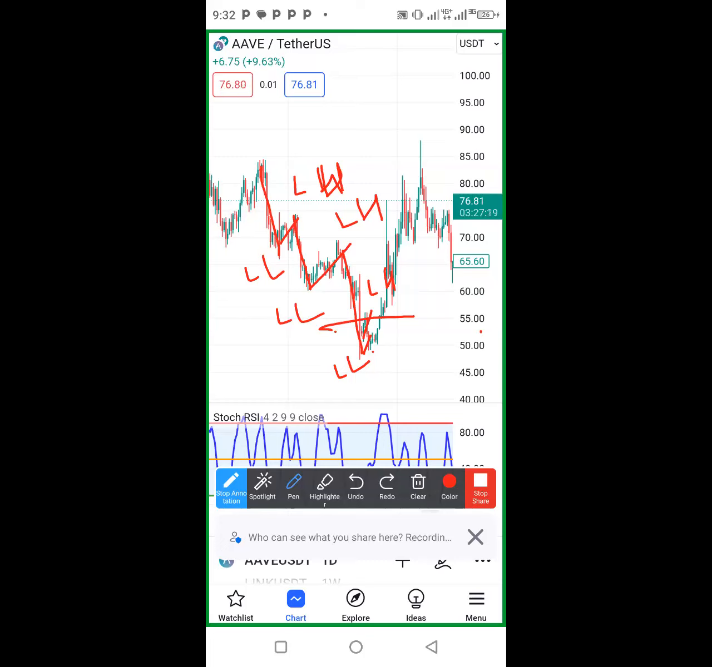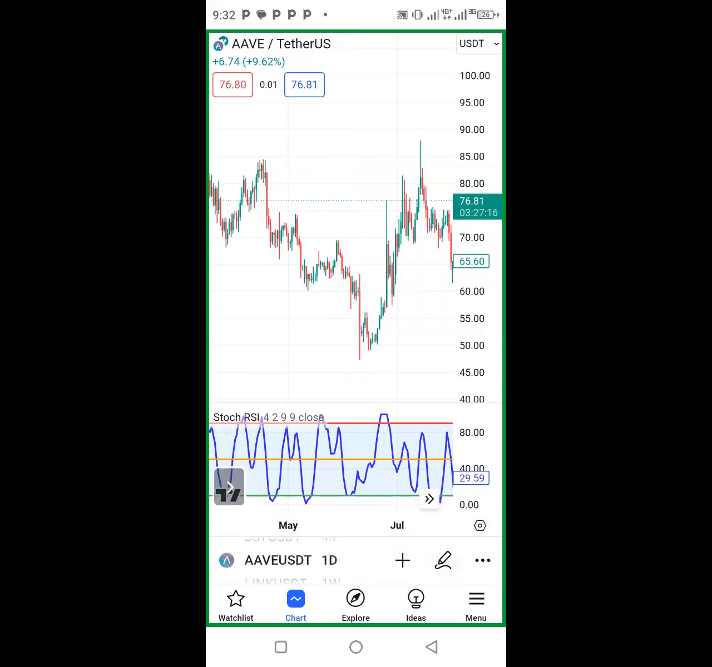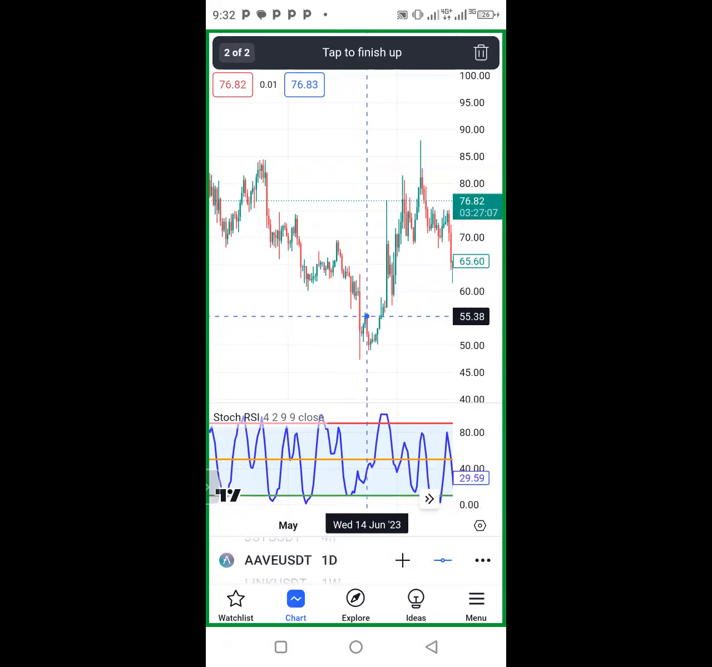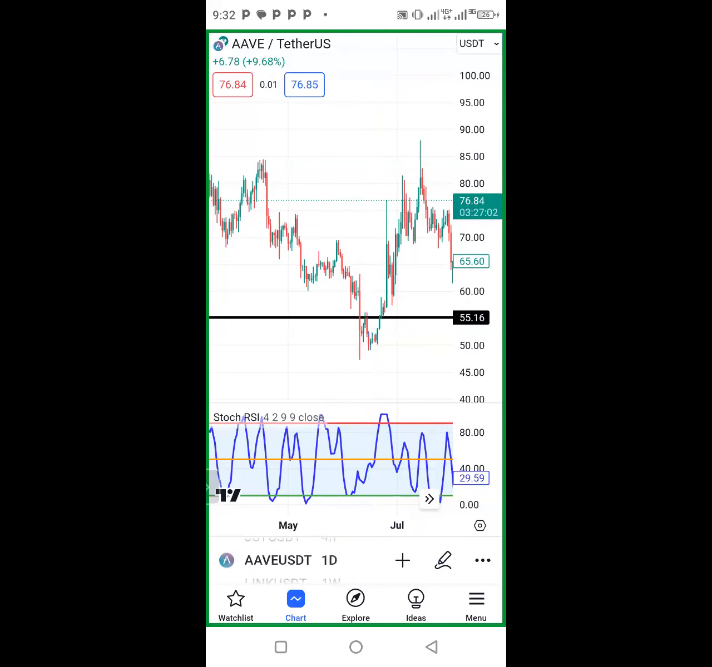And what do I mean? This is what I mean here. This is a recent, let me use my horizontal line. If you don't know how to bring your horizontal line onto your favorite list, you can watch our video on indicators where you learn how to do that. And this is a recent lower high. You see it? The recent lower high.